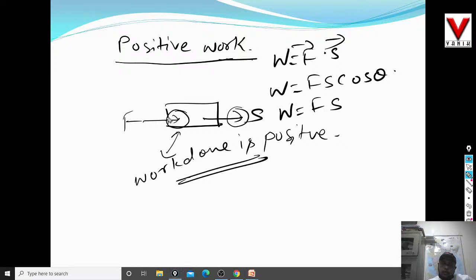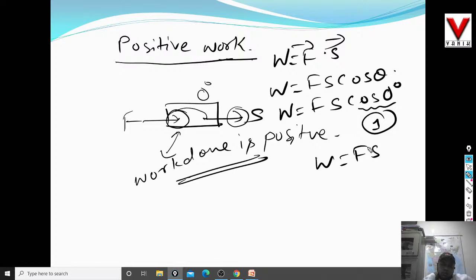Now look, what is the angle? Force is a vector, displacement is a vector. Both are moving in the same direction, so the angle between them is 0 degree. So I'll write cos 0 degree. Now cos 0 degree value is 1. So W can be written as simply F into S. For theta equal to 0 degree, the cos value is maximum. That means I have obtained maximum work. So work done is positive and maximum when the displacement of the body is along the direction of the applied force.